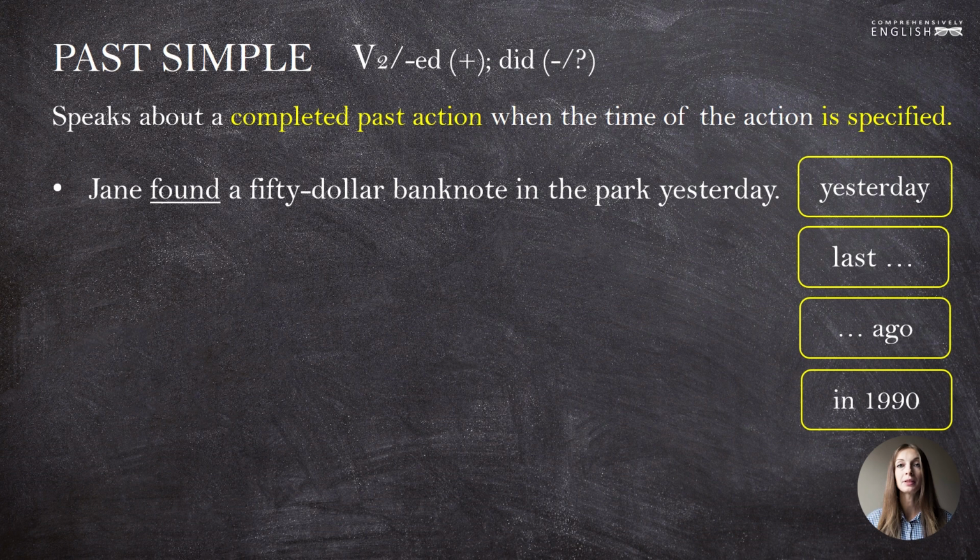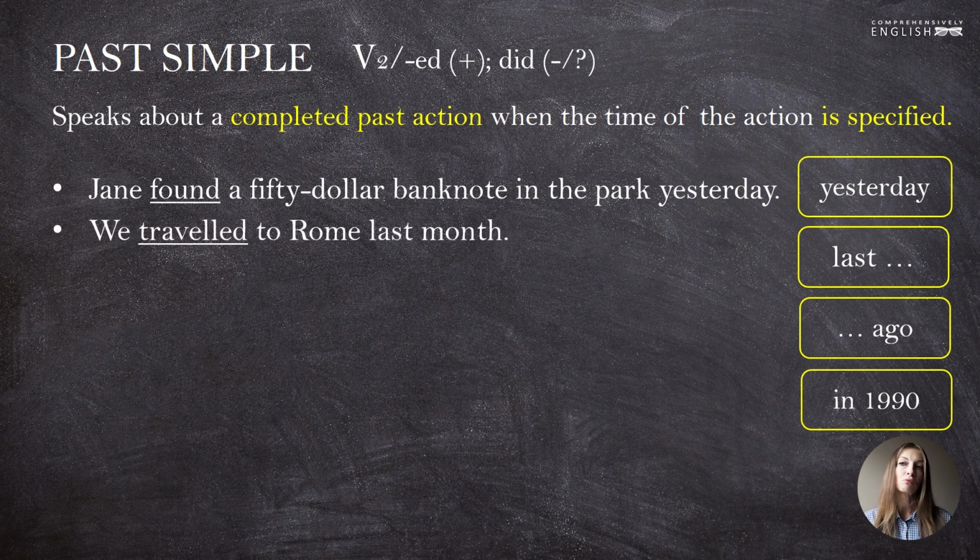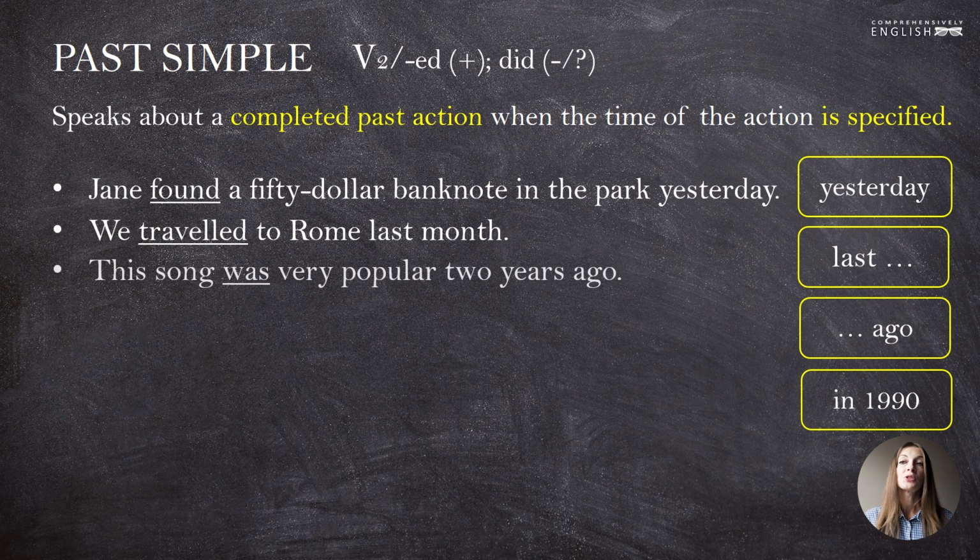We use the past simple tense because we are talking about a particular moment in the past. And the word yesterday is the adverb that shows us what tense we must use. Another example. We traveled to Rome last month. Traveled is in the past simple tense. Why? Because the adverb last month tells us that we are talking about a particular moment in the past. This song was very popular 2 years ago.